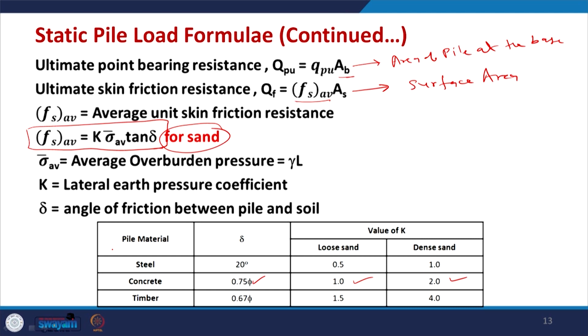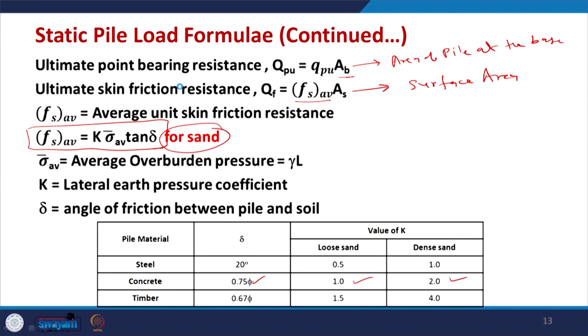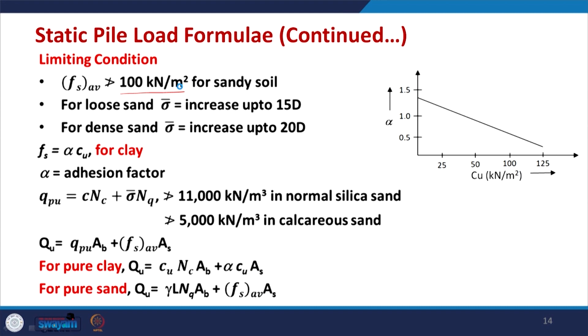After that there are some upper limits of Fs average which we are going to discuss, and the same is true for QPU. What has been suggested is that the limiting condition for Fs average is 100 kPa, that is 100 kilonewton per meter square, for sandy soil. That means if from this last formula you get a value of Fs average more than 100, then we need to use only 100 kilonewton per meter square, where for loose sand sigma r increases up to 15d and 20d, which we already discussed.